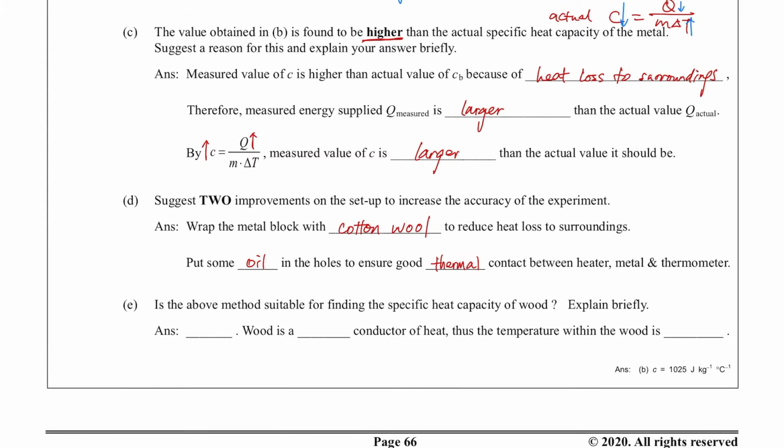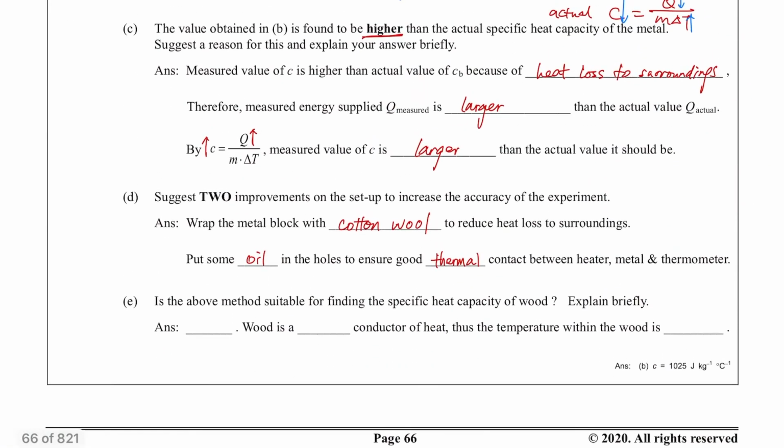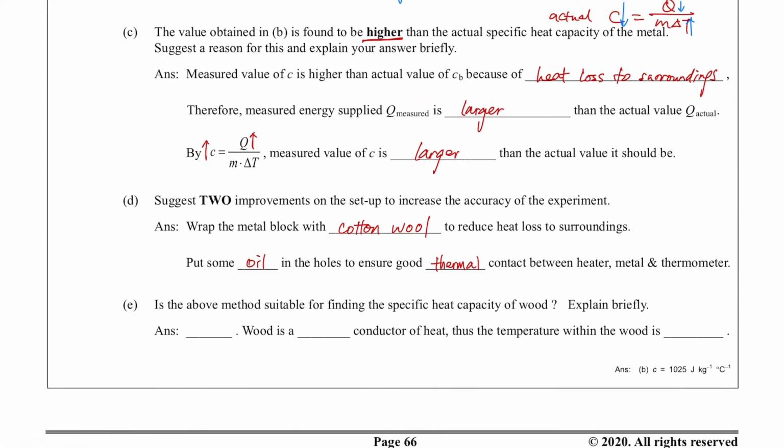Part E. Is the above method suitable for finding the specific heat capacity of wood? So imagine now we change this piece of metal into a piece of wood. As you can imagine, as the heater gets hot, the wood may be burnt. This is one of the reasons. Secondly, even if the wood is not burnt, however, wood is a bad conductor. It is a good insulator. So heat cannot be transferred evenly to the whole piece of wood. So due to these two reasons, wood would not be suitable in this experiment.